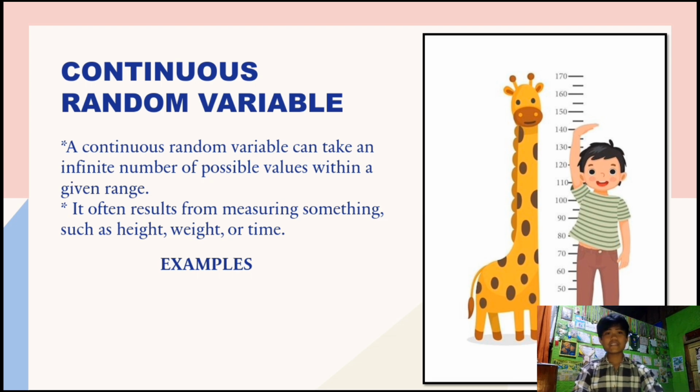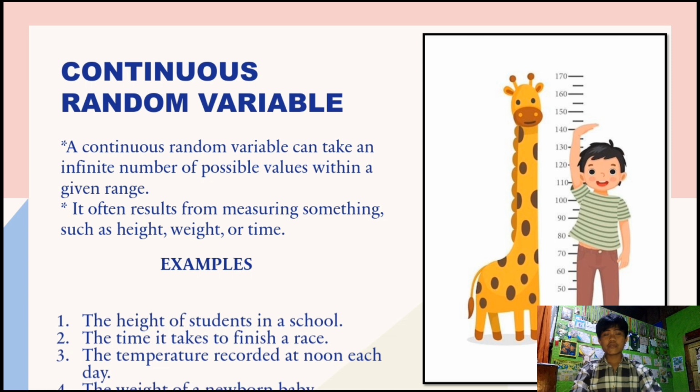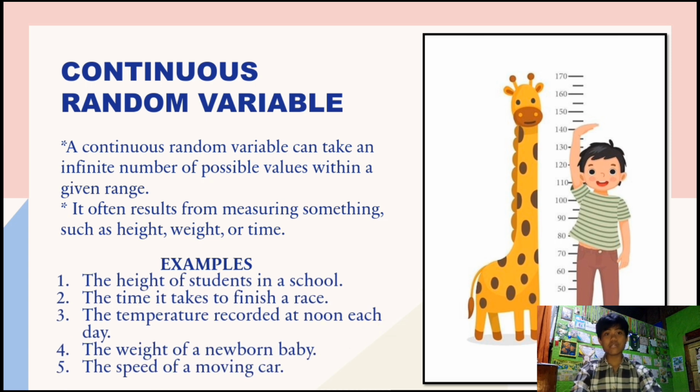Now, let's have examples of continuous random variables. First, we have the height of a student in a school. Second, we have the time it takes to finish a race. Third, we have the temperature recorded at noon each day. Fourth, we have the weight of a newborn baby. And fifth, we have the speed of a moving car.